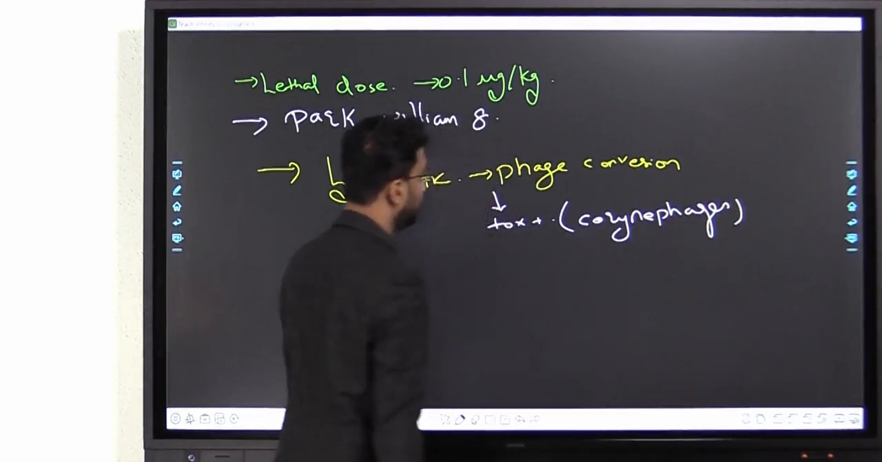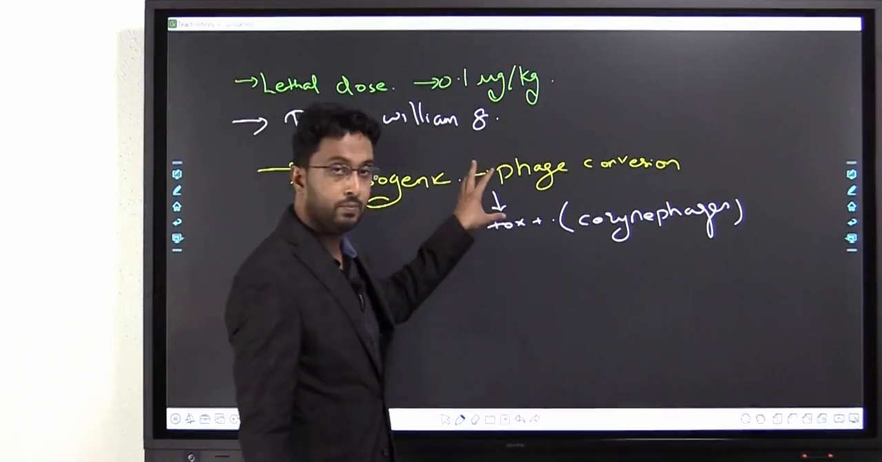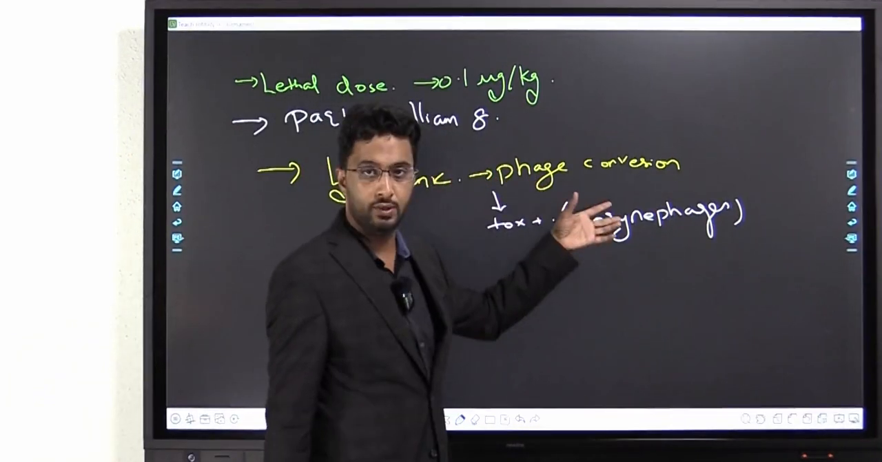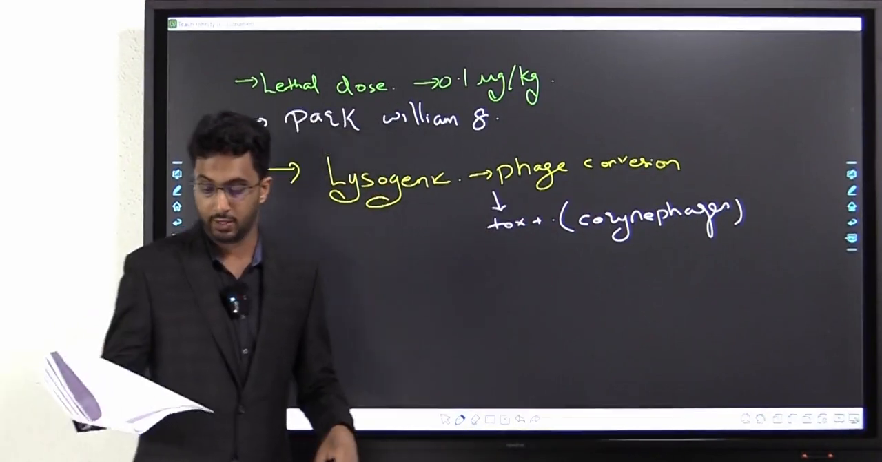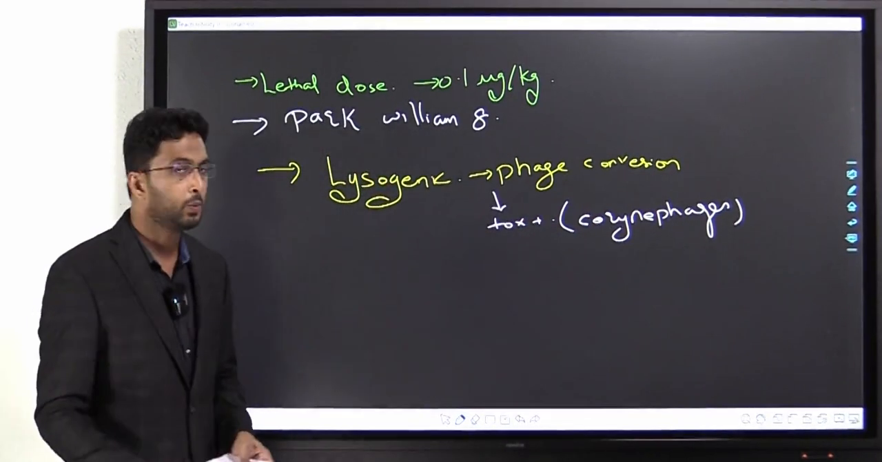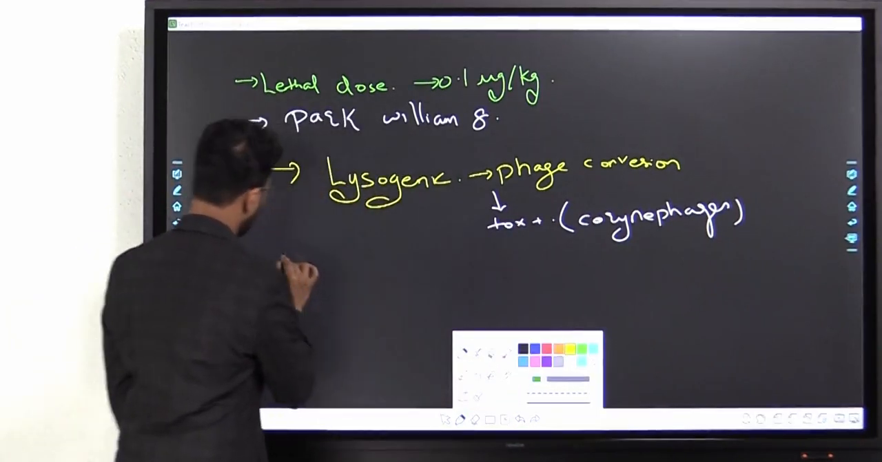Okay, got it. Only lysogenic strains produce these toxins, and it's called phage conversion due to the presence of the gene tox plus, or Corynephages. Now, toxin production is influenced by the presence of iron.